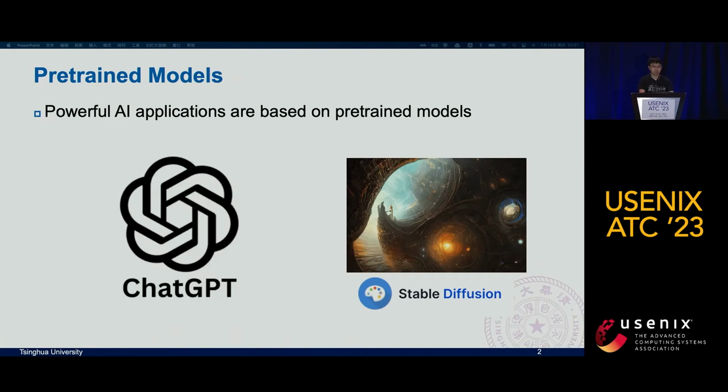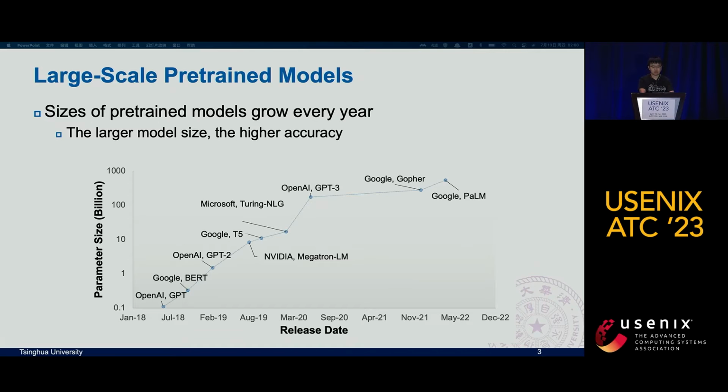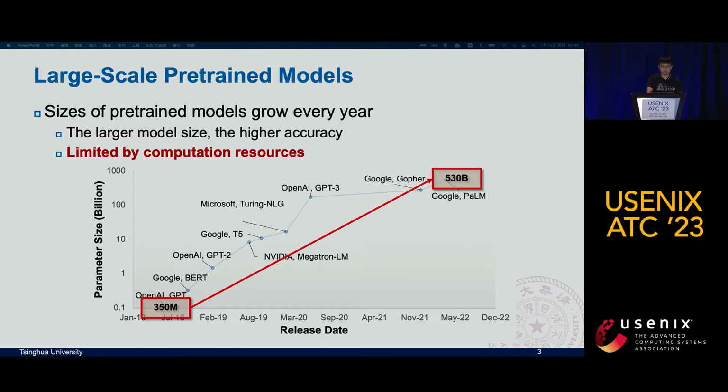In recent years, we have witnessed the rise of powerful AI applications such as ChatGPT and Stable Diffusion. Both of them are based on pre-trained models. Sizes of pre-trained models grow every year. As people have observed, larger models tend to yield higher accuracy in downstream tasks. For instance, 4 years ago, GPT-1 only had about 300 million parameters, but last year, Google released a model with more than 500 billion parameters.